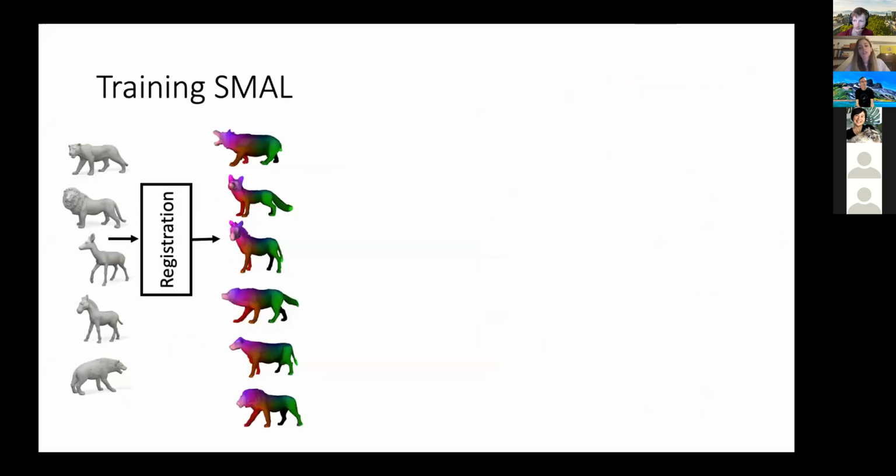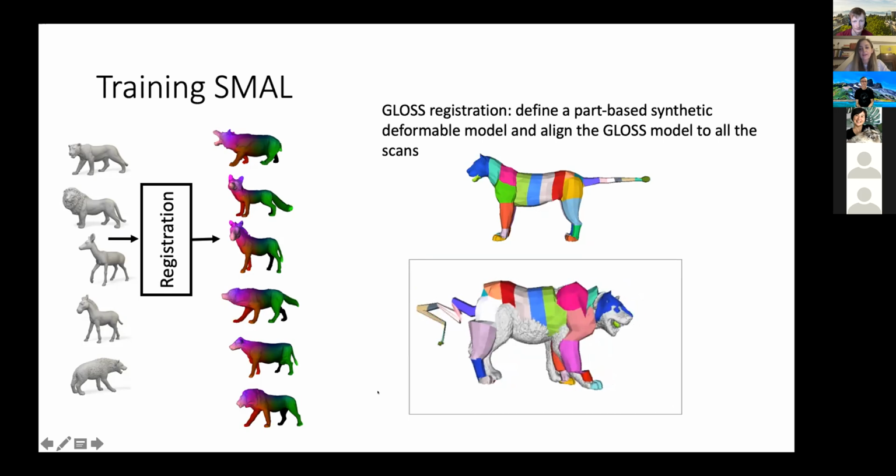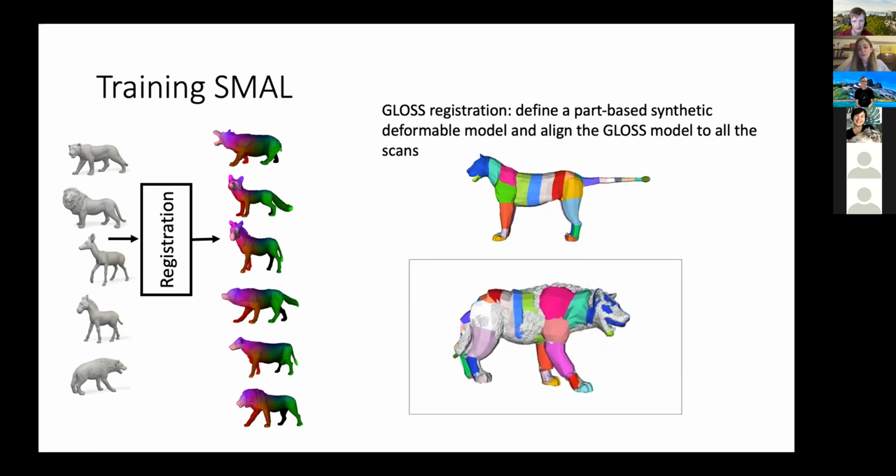For training the SMAL model, the first thing we have to do is the registration of the scans. This means bringing all the scans into surface correspondence, with all of them represented with the same mesh topology. Here the correspondence is indicated with colors. For doing registration, we introduced what we call GLoSS registration. We define a part-based synthetic deformable model that we call GLoSS, and then align the model to all the scans. This video shows the process of aligning GLoSS to a toy. We did the same for all the toys, obtaining the surface and the 3D pose of each toy.